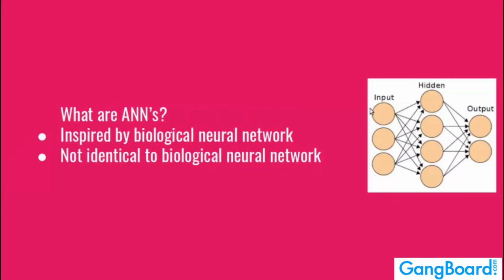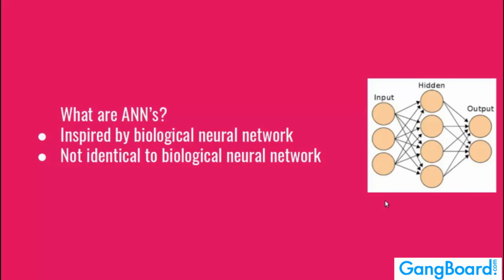So let's begin with understanding what artificial neural networks are. Artificial neural networks are basically a mathematical or statistical representation of a biological neural network, or a network of biological neurons. They do not completely replicate the biological neural network. They're just inspired by it, so they're not identical, so do not completely relate the biological workings with the artificial neural networks.